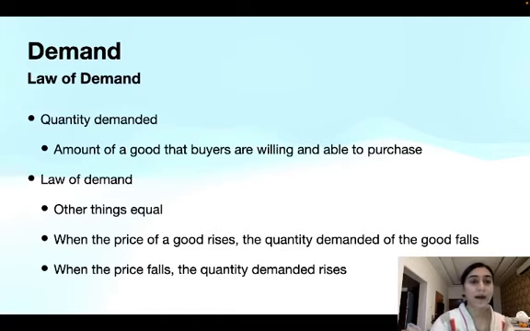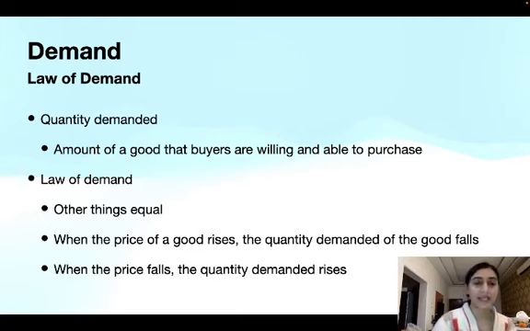So what is demand? The first topic that we want to focus on is the law of demand. To get to know about the law of demand, we focus on what is quantity demanded. The quantity demanded is the amount that the buyers are willing and able to purchase. So the total demand that the buyers are willing and able to purchase at a particular price is the quantity that will be demanded of a product.